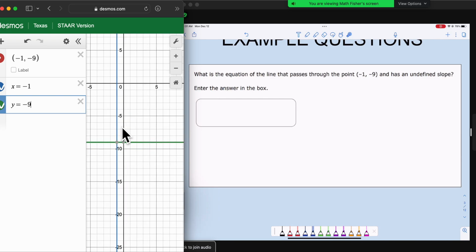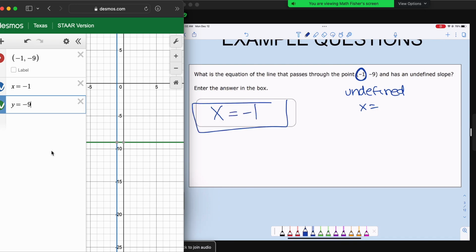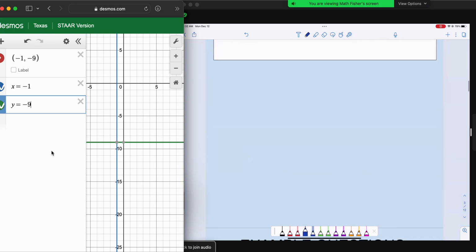We know that y equals -9 goes left and right, which is 0. So we know that for an undefined slope, it would have to be x equals, and x equals is our x value. So x equals -1 would be our answer. So let's go ahead and try the next example.